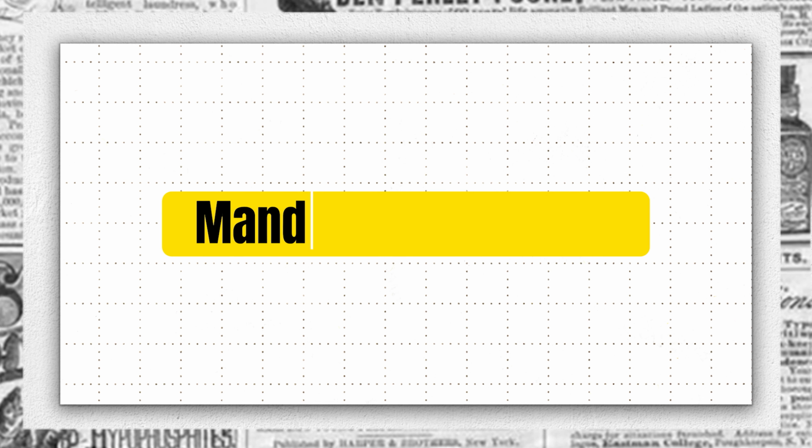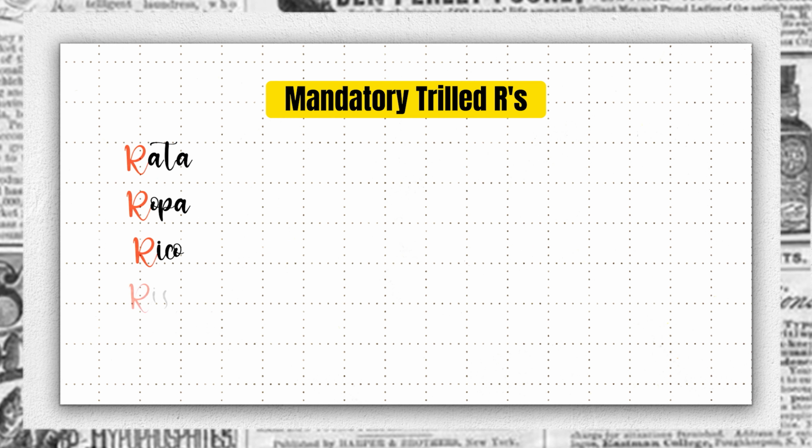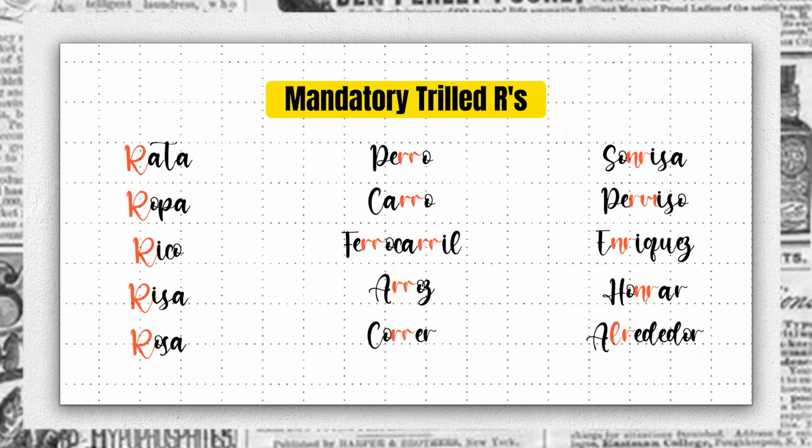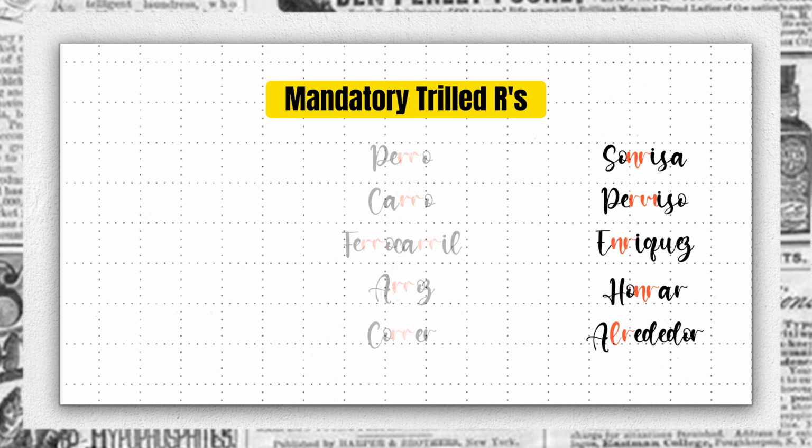There are cases where you have to trill your R's. For instance, when the word starts with an R, when there's a double R in a word, or when letters like L, M, N, S, X, or Z precede the letter R.